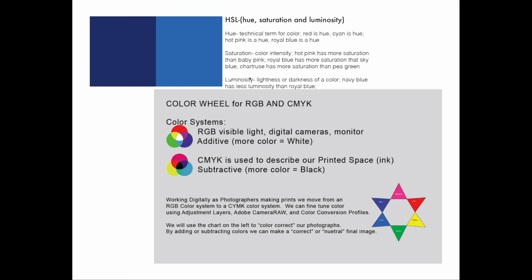And then we also want to understand luminosity, which is the lightness or darkness of a color. So navy blue has less luminosity than royal blue, right? And so we just want to be aware of those things.